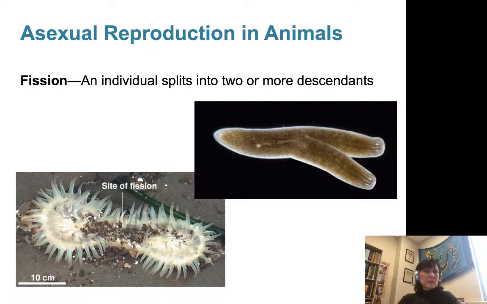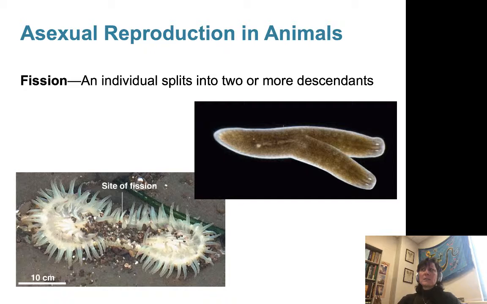The second form is fission. This is literally what it sounds like. It's an individual that's basically dividing into two. When this happens, you have two offspring individuals that are effectively the same size as the original mature parent individual.